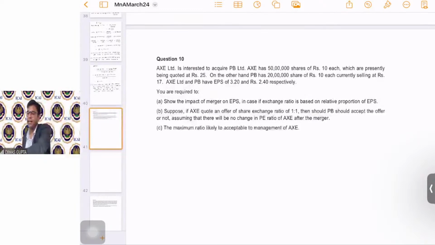Question number 10, students. X Limited is interested to acquire PB Limited. X Limited has 50 lakh shares of rupees 10 each, which are presently being quoted at 25. On the other hand, PB has 20 lakh shares of rupees 10 each, currently selling at 17. X and PB have EPS of 3.2 and 2.4 respectively. Okay, so they have given us the EPS, the current market price, and the number of shares for both.